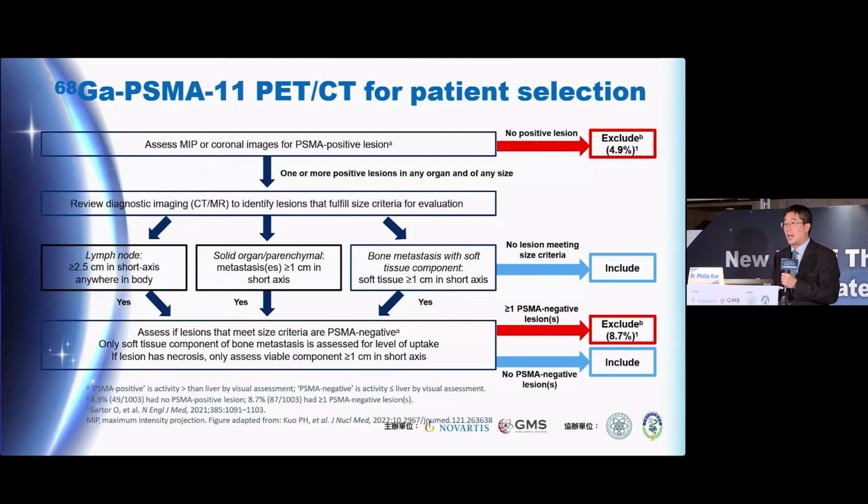All right. Now, for solid organ parenchymal metastases, that's your liver metastases, your lung metastases, your adrenal metastases, as well as your bone metastases with a soft tissue component, those are greater than 1 centimeter short axis. And for those of you who read a lot of RECIST 1.1 criteria, that is straight out of RECIST 1.1 for target lesion selection. Okay, so that is very familiar to a lot of imagers. Those are the RECIST 1.1 target lesion criteria.